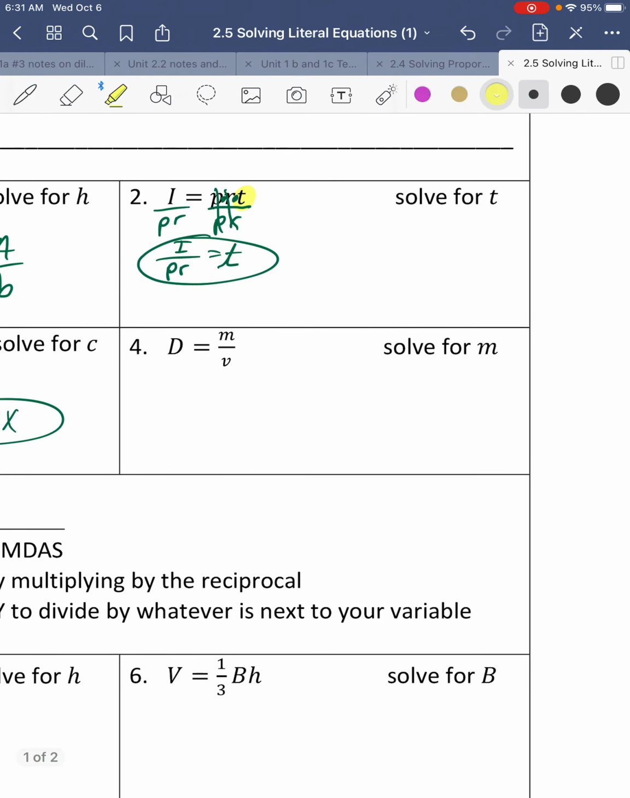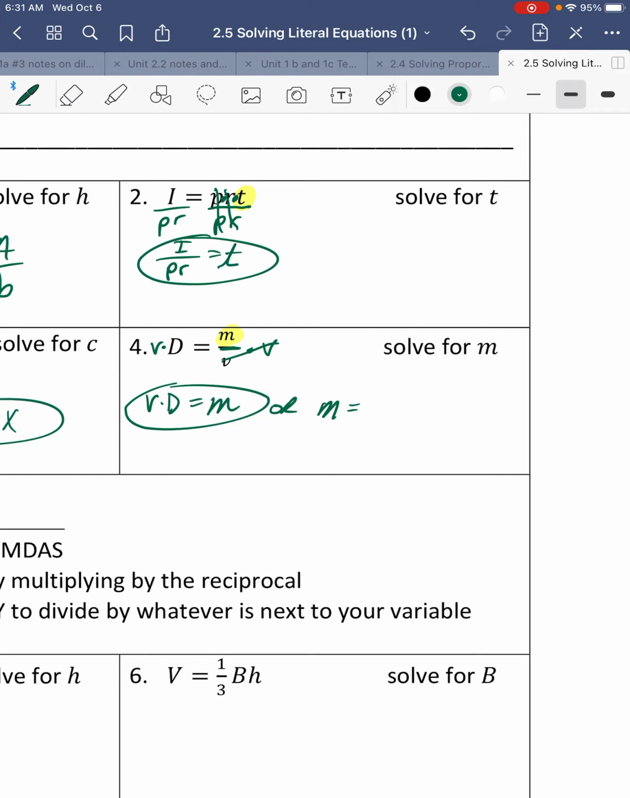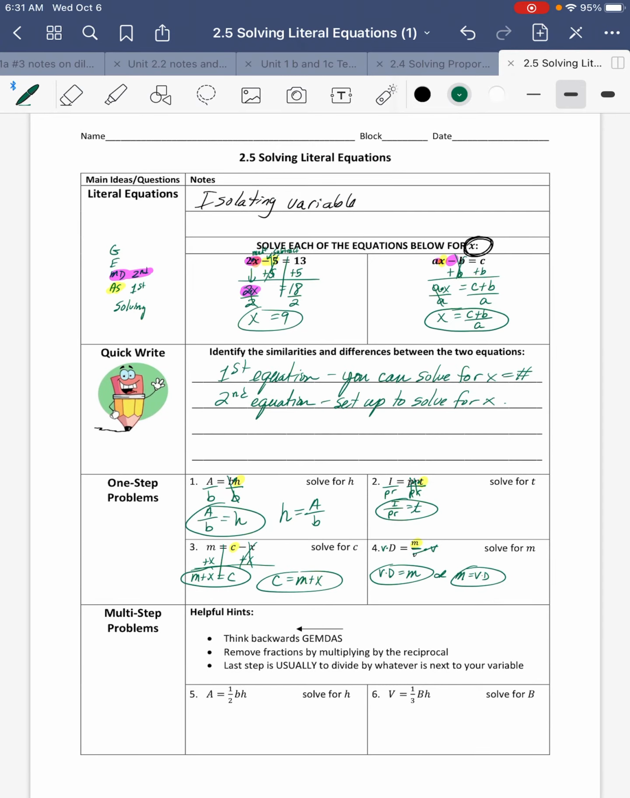Number 4, so looking at where the m is. M is in the numerator. What's happening to the m? We are dividing by v. The opposite of division is multiply, so we need to multiply by v, and we get v times d equals m, or m equals v times d. Either way.